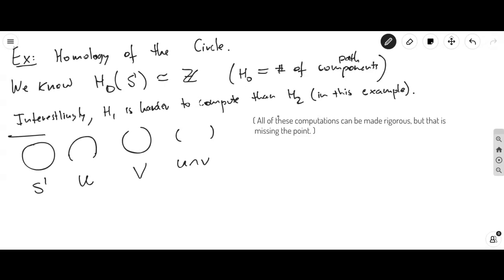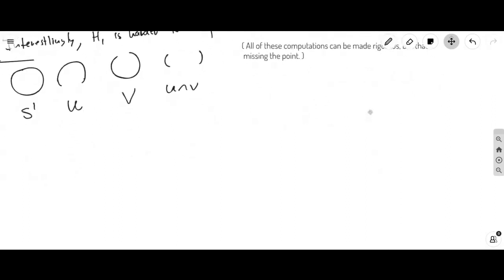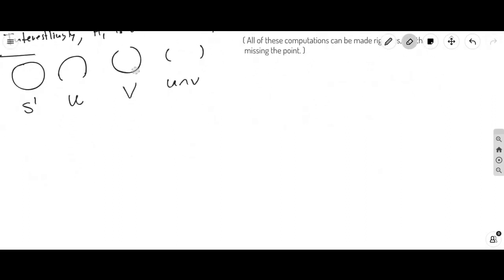Okay, so now here's what we do next. So we write it like this. Now I should say the idea is U is a contractible space. It collapses to a point. V is also a contractible space. It collapses to a point. And U intersect V collapses to two disjoint points because you have two components here. So we know the homology of these three, and we need to find the homology of S1. And this is the perfect setup to use the Mayer-Vietoris sequence.